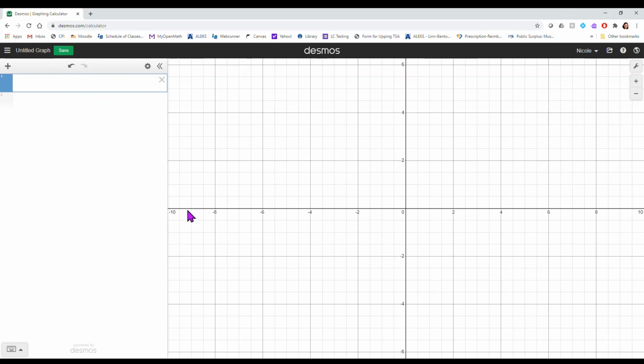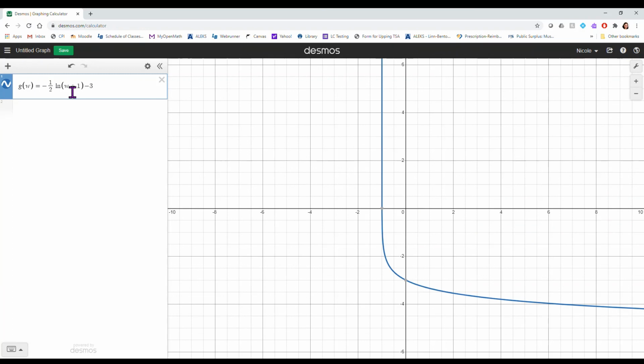All right, here we are in Desmos. Let's try and graph this guy. All right, so g of w equals -1/2 natural log, parentheses, w plus 1 inside the parentheses, minus 3 outside the parentheses. All right, did we have a vertical shift down 3? Yeah, looks like we're down 3. And left 1, that looks pretty good. Compressed vertically by 1/2, sure. And reflected across the x-axis. Yeah, it's definitely going down, decreasing instead of always increasing. So there is the graph of our function using Desmos.